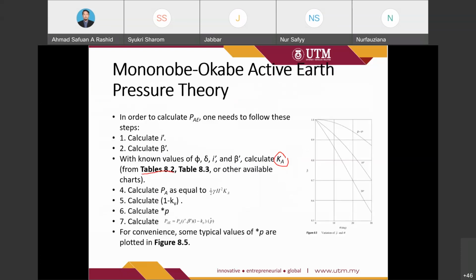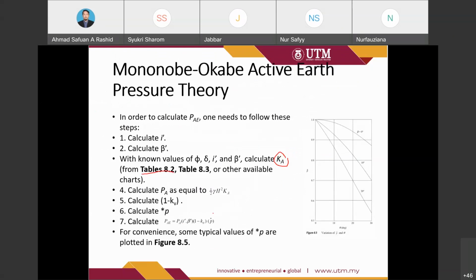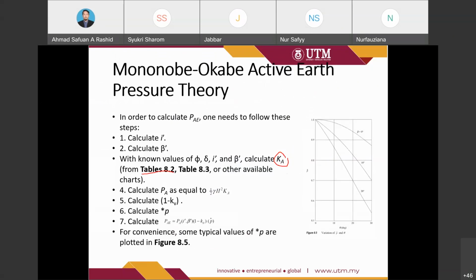So we already have the KA. Then we need to calculate the PA, which is half times gamma times h square times Ka. From there, we obtain 103.89. So that is the PA. The next is to calculate 1 minus KV. It's very straightforward. 1 minus KV, we obtain 0.8. Later on, we need to determine the asterisk P.